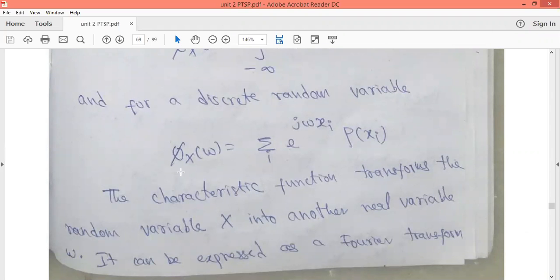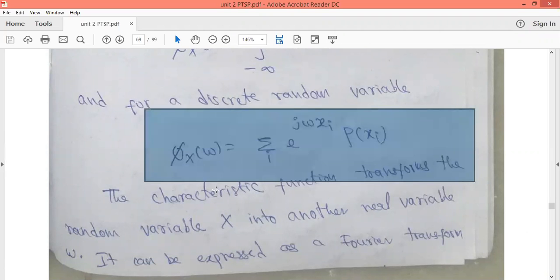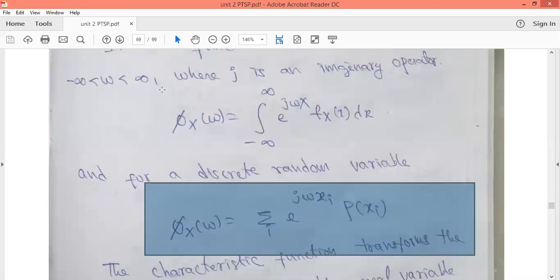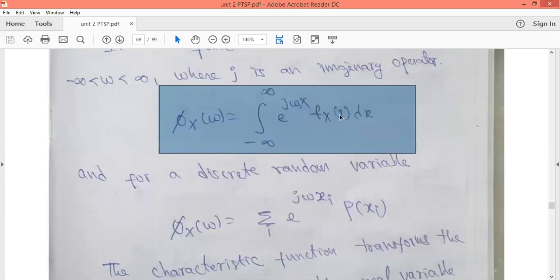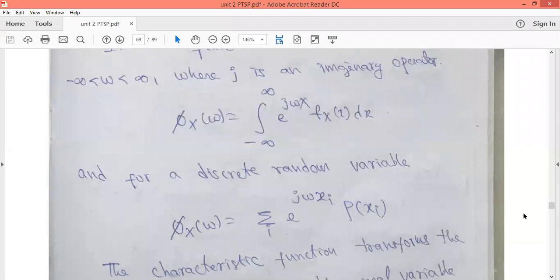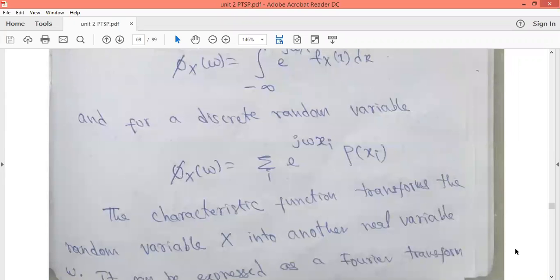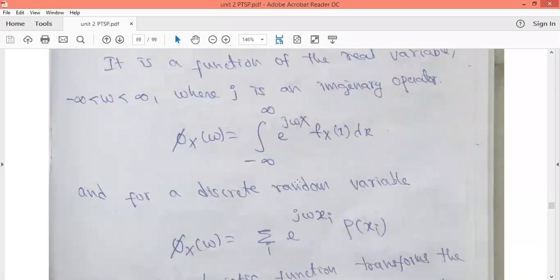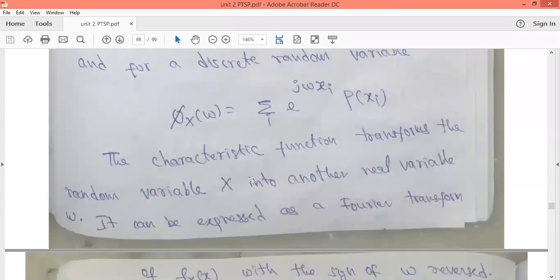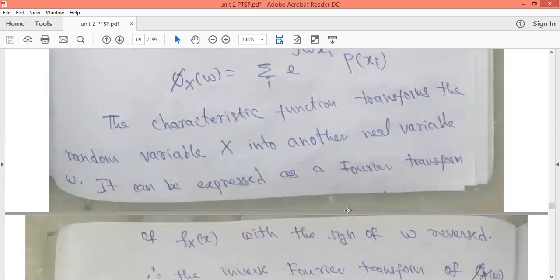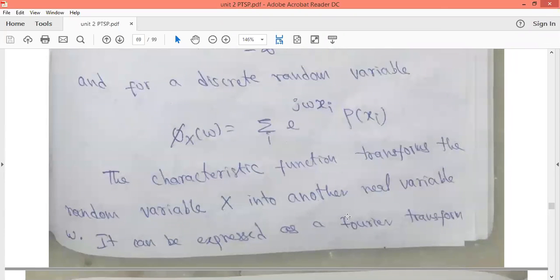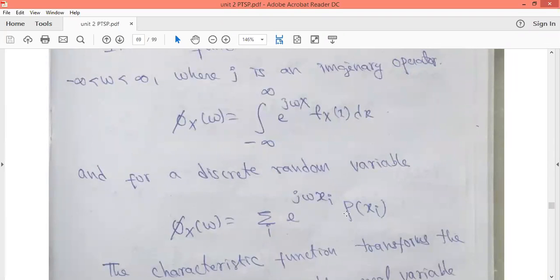So what is this characteristic equation? If you observe this equation, when you obtain the characteristic function, the function which is in the form of x is now converted to a function in the form of omega. So the characteristic equation is transforming a random variable from x into another variable omega. This is called the Fourier transform of f x of x. What is the difference between the Fourier transform and the characteristic equation? In the Fourier transform we have a minus sign here, whereas in the characteristic equation we have a plus sign.